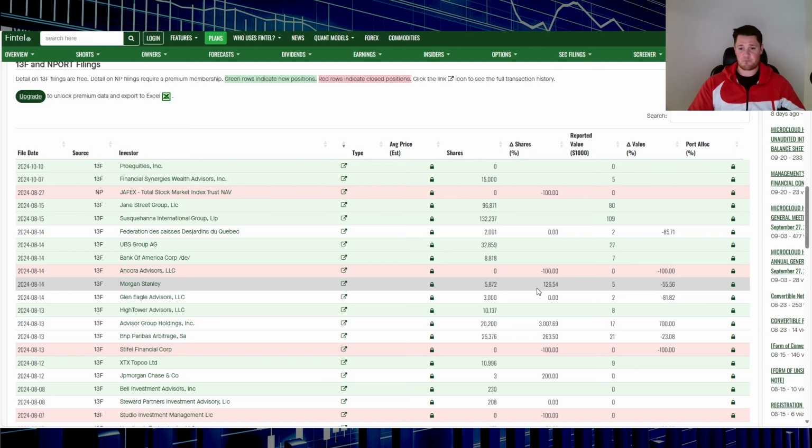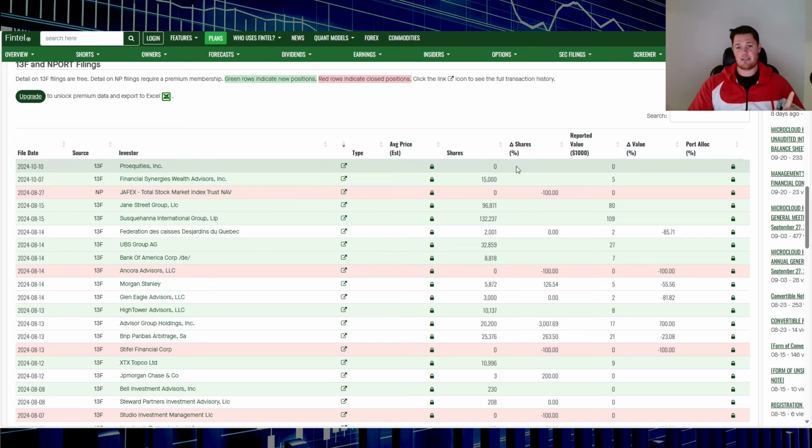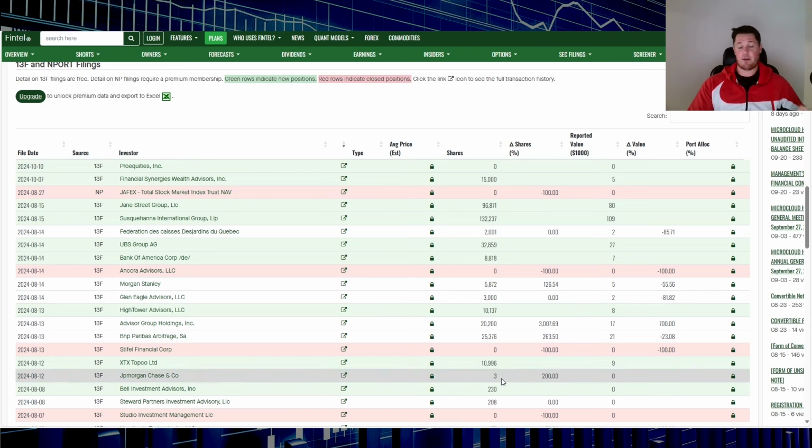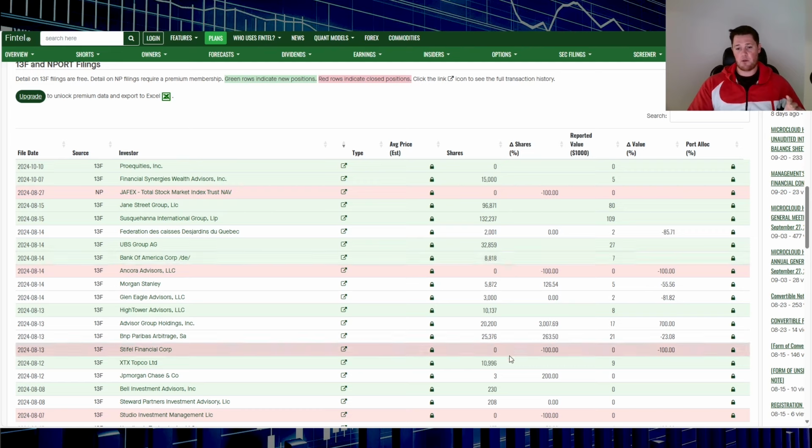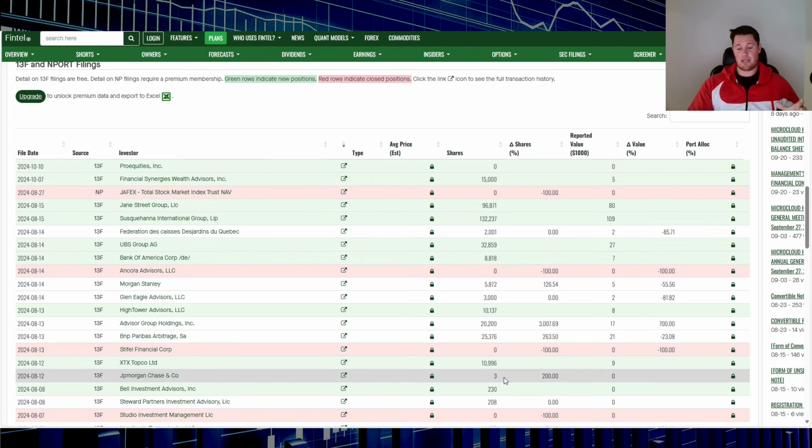But still, one thing that I just wanted to share with you is a lot of entities such as this, so Pro Equities, which did disclose it on the 10th, did show that they had zero shares. And same with JP Morgan, in reality, showing that they only have 3 shares. The reason why both of those, and I do believe that both of those entities are shorting, is because through 13Fs, institutions do not need to disclose short positions. So that's where this whole kind of scenario is crap.